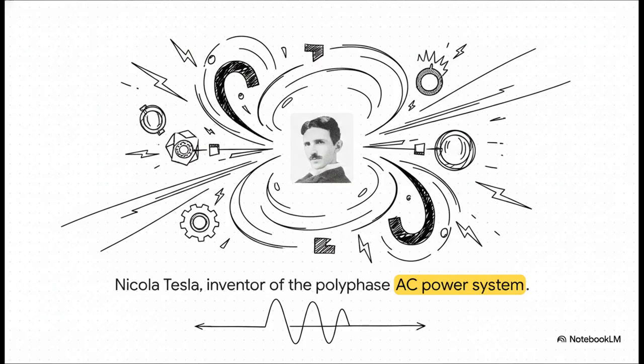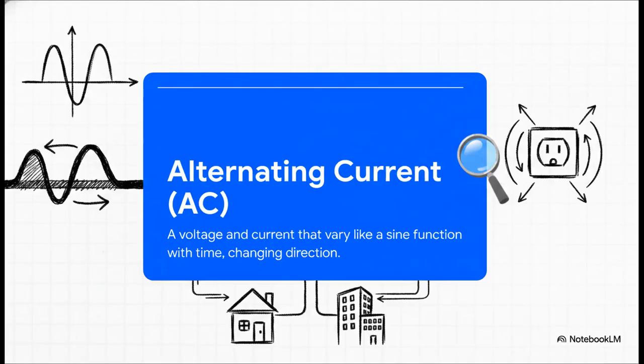By inventing the polyphase system of AC power and the induction motor, he quite literally helped usher in the age of electric power. In fact, his impact was so profound that the standard unit of magnetic field is actually named in his honor. So, what exactly is it?